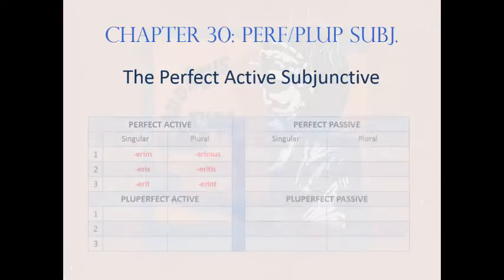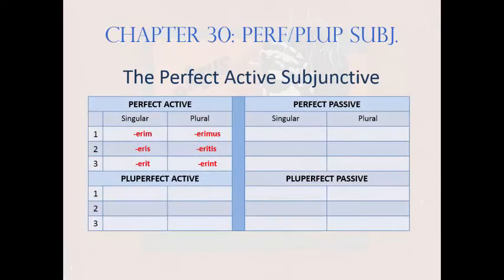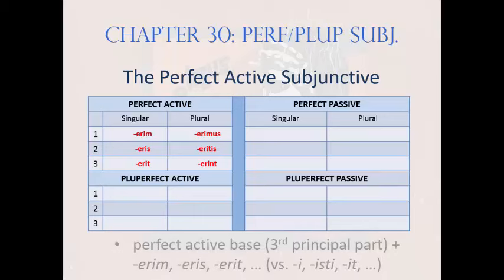Formation. The perfect subjunctive introduces the only form you haven't seen before, and even that so closely resembles something we've already studied, the future perfect active indicative, the form characterized by ERI, you could probably predict it. That same marker signals a verb is in the perfect active subjunctive. Attach ERI to the end of the perfect active base, that is, the third principal part minus its I ending, and plug on the usual active personal endings, M, S, T, and so on.